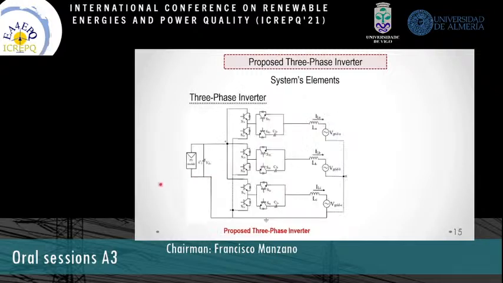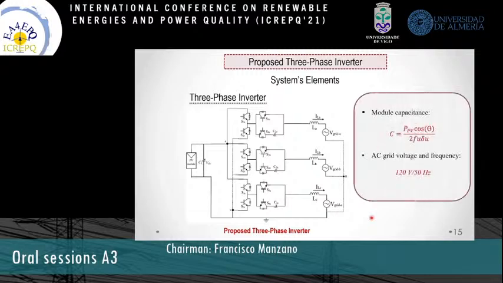Here we have the proposed three-phase inverter, where three single-phase inverters of the desired topology are connected to each other, and the negative terminal of the PV panel is directly connected to the neutral point of the Y-connected AC grid voltages. The module capacitance is obtained using this derived formula, and the grid voltages are operating at a frequency of 50 Hz with a voltage equal to 120 volt.